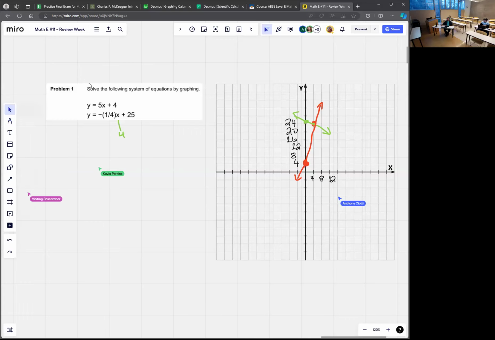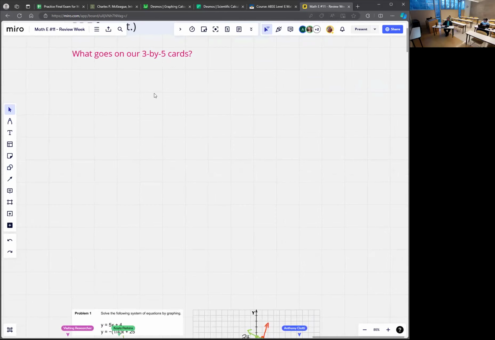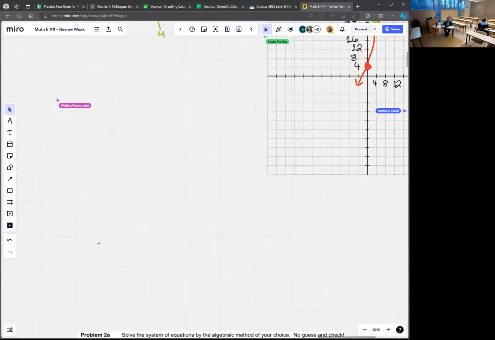Okay, did that teach us anything to put on our 3x5 card? Only if you need a reminder on what the slope part of the equation and what the y-intercept part of the equation is. Okay, y equals mx plus b means, so what that slope intercept form means, right? What the m is, what the b is. So slope intercept, if you need that, put it on, and if you don't, don't.